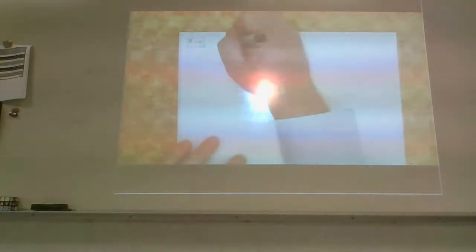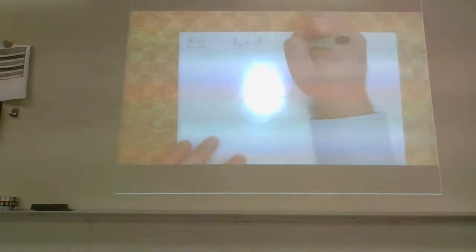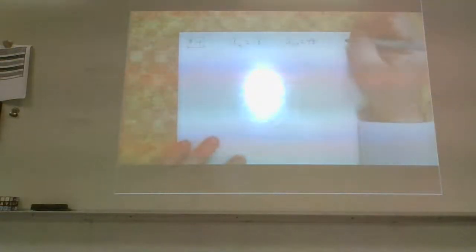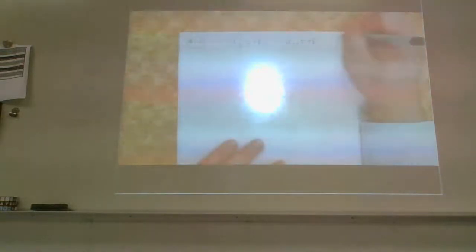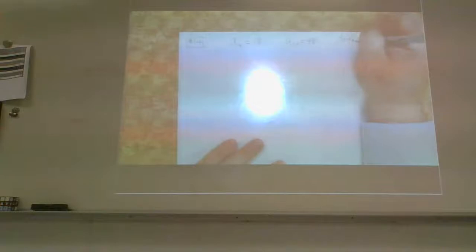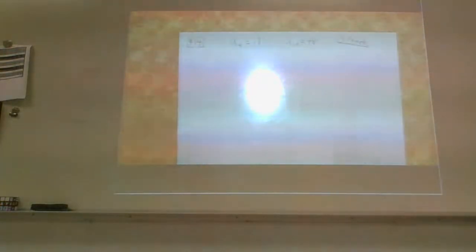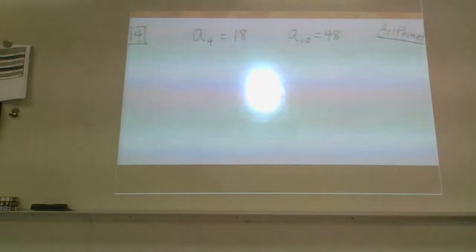Number 14 gives you two pieces of information. Now, they don't tell you that it's arithmetic. With number 14, they tell you these two terms, but the only evidence that you have that this is arithmetic is in the directions, I should specify. But these are the only two pieces of information you have. So what are your options?